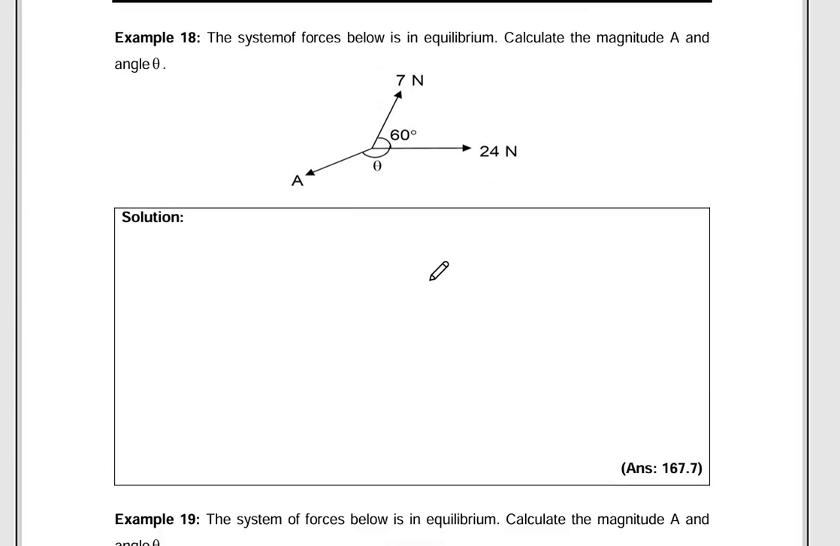18. So for this example number 18, the system of forces below is in equilibrium. Calculate the magnitude A and the angle theta. Sekarang kita nak buat dia punya complete sistem. Sekarang dia dah kata dia dalam equilibrium, so meaning that kita boleh transform dia kepada triangle. Okay, dekat mana kita nak buat dia punya triangle, kita kena tahu dia punya angles dulu macam mana.